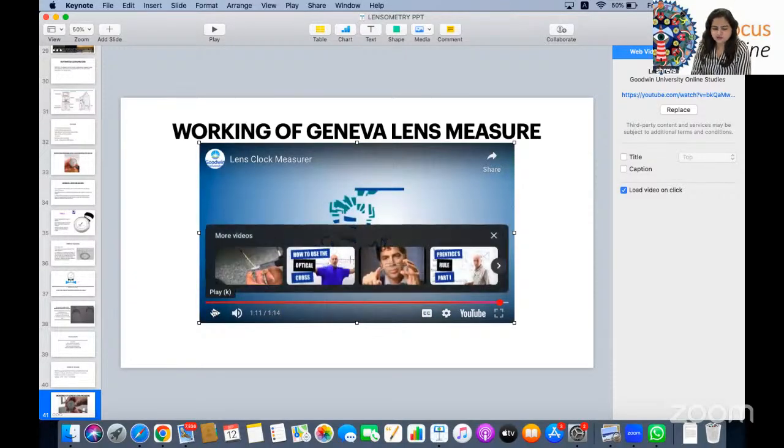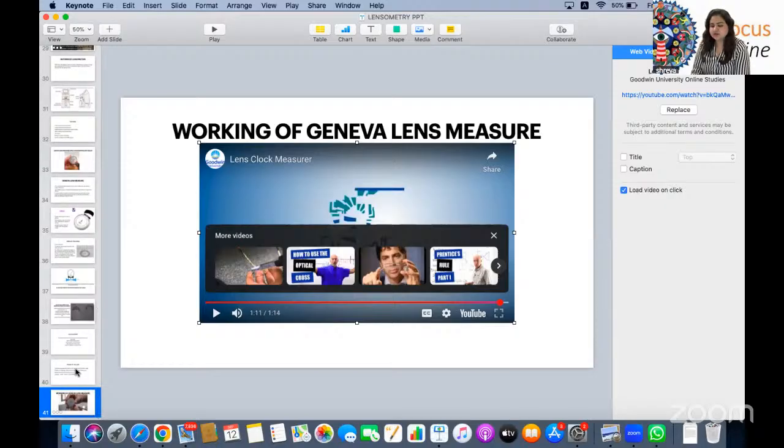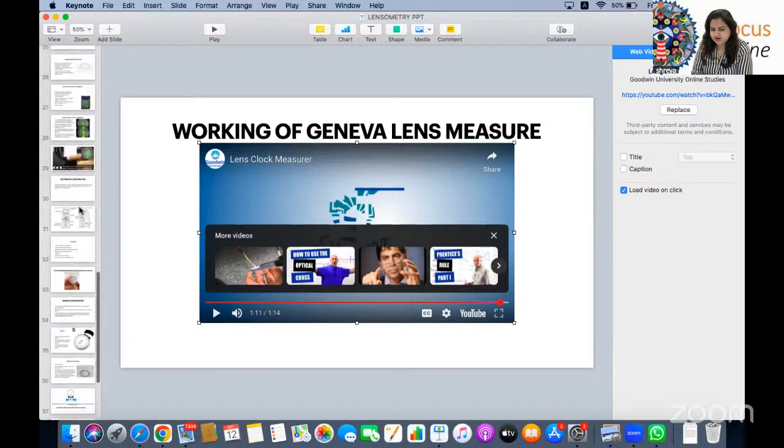So that will be all about the 3 ways of neutralizing the unknown lenses. We can start with the discussion now.